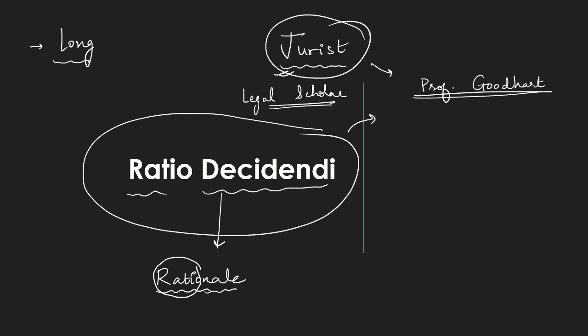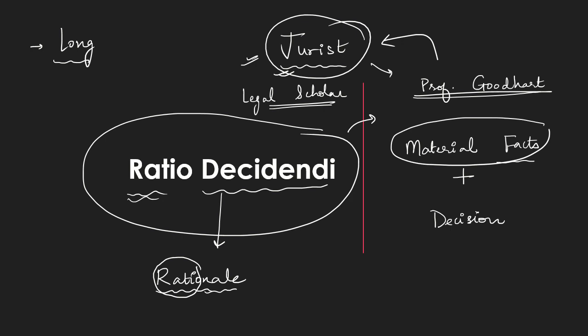So this Professor Goodhart, who is a jurist, so you've learnt a new word, jurist, along with this word called ratio decidendi, says that the ratio decidendi is basically the material facts plus the decision. Okay. So you see, in every case, there are many facts. The material facts means that we're looking at the main facts.